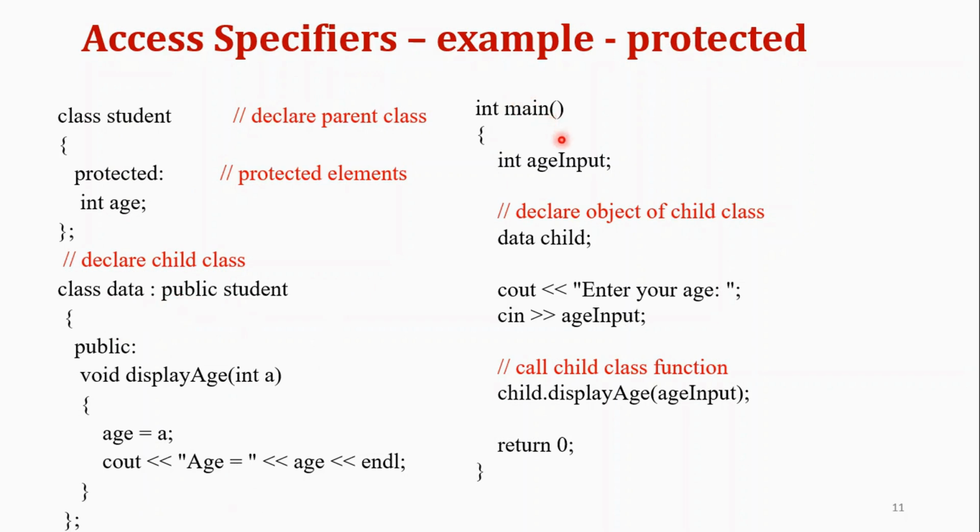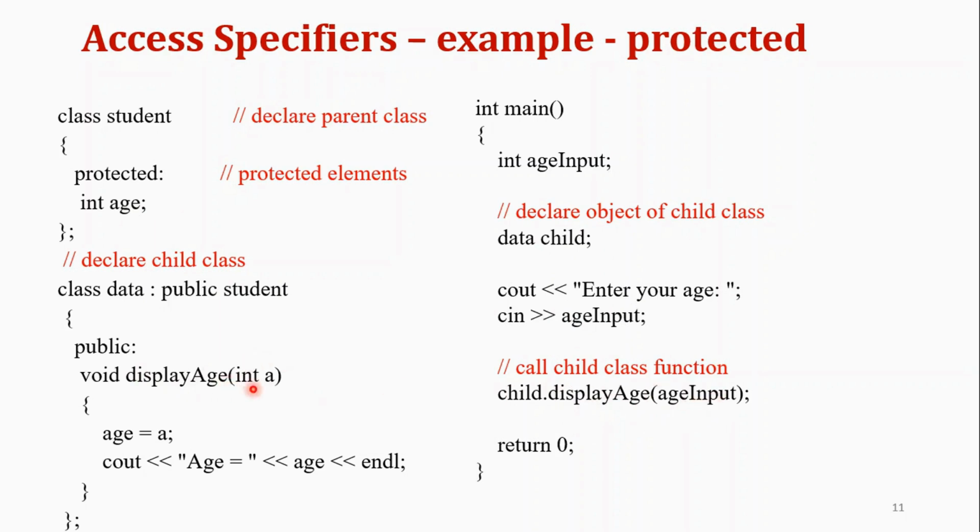Coming to the main function, I'm creating the object for the data class. Because the student class is inherited to the data class, right? It is enough to create only the object for the data class. The data class object is child. So child dot age will not be allowed because it is protected. Child dot display is the legible one. So I'm calling the display function, passing one integer over there.